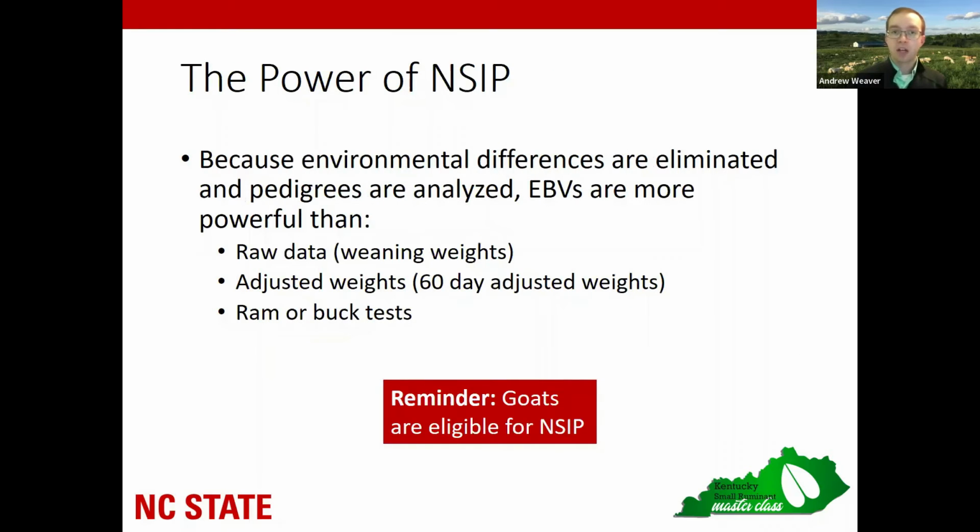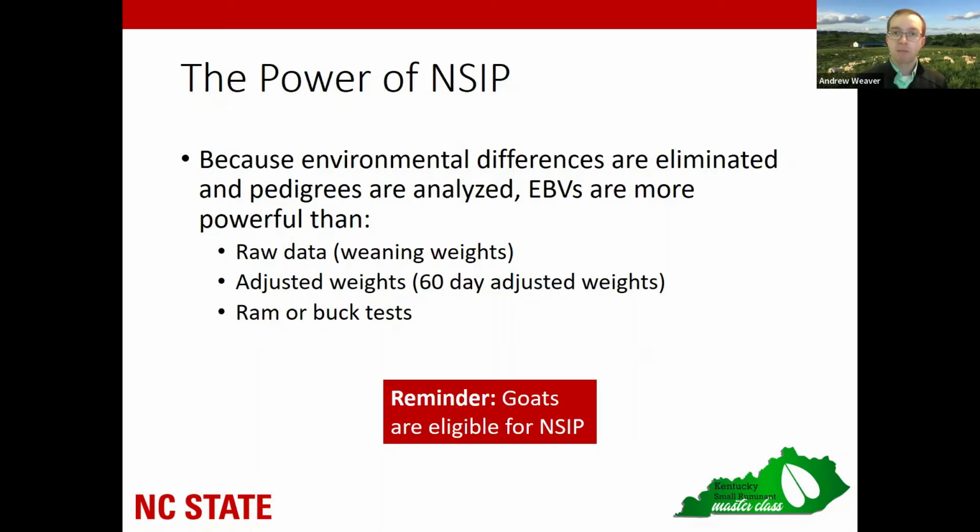These estimated breeding values are so powerful because the environmental component is eliminated. These EBVs are independent of environment and can be compared and analyzed across flocks. So I can compare the EBVs on a Katahdin ram here in North Carolina to one in Kentucky or one in Oregon. And they're still meaningful and have value and are representative of their true genetic merit. As long as we're within the same breed, they can be compared across flocks.